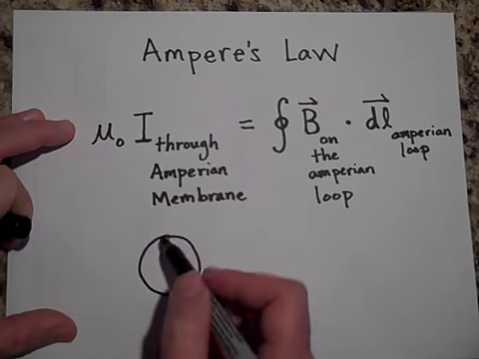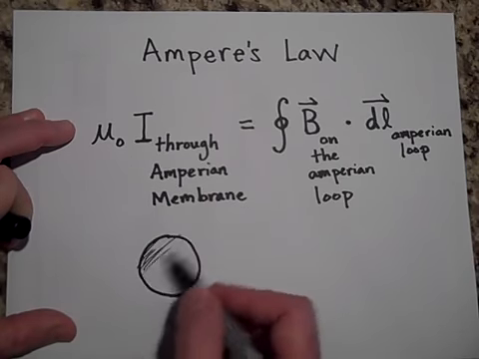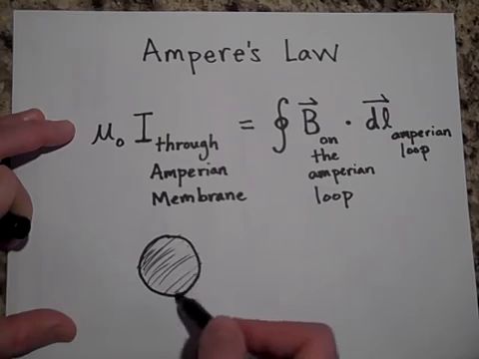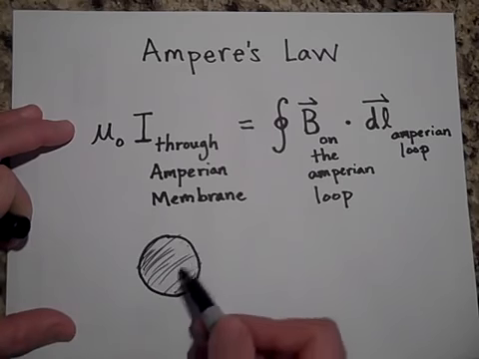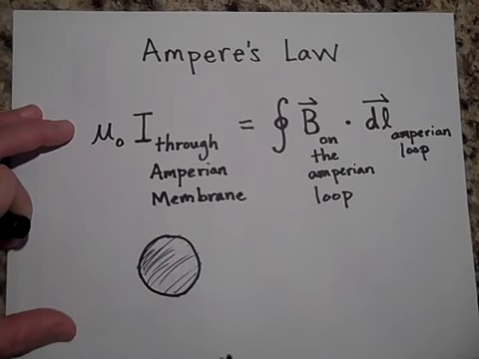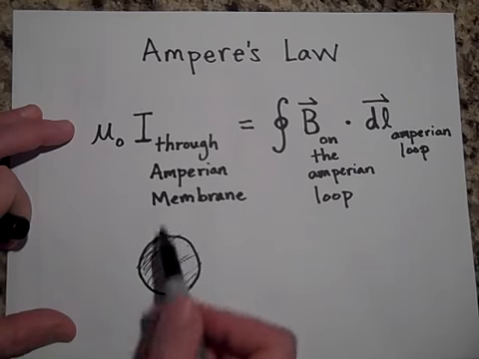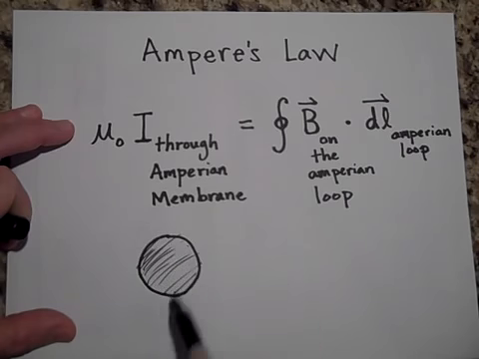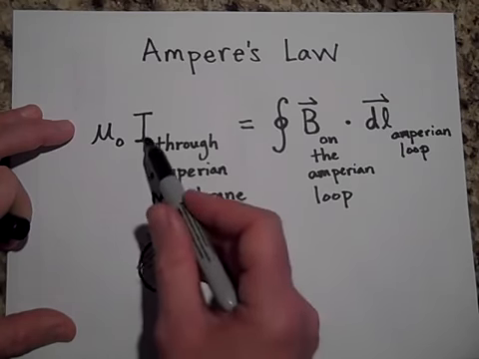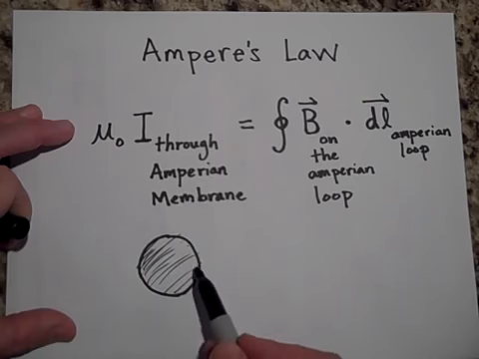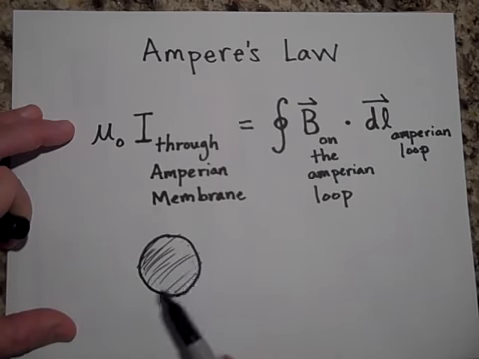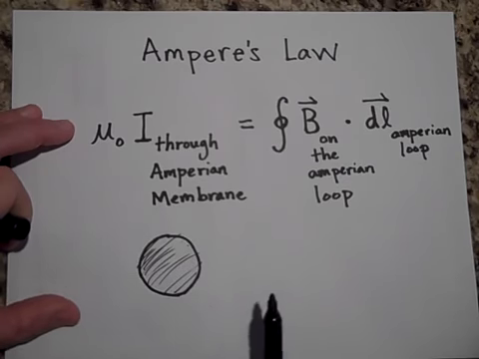Well, the membrane that we're talking about is, if we stretched some material across here, that would be a membrane that covers the loop. And the only I that you want to count is the I that actually goes through that Amperian membrane. So this is the Amperian membrane. Sometimes I'll just say the I through the Amperian loop. So what I mean is the I that goes through the inside of the Amperian loop.